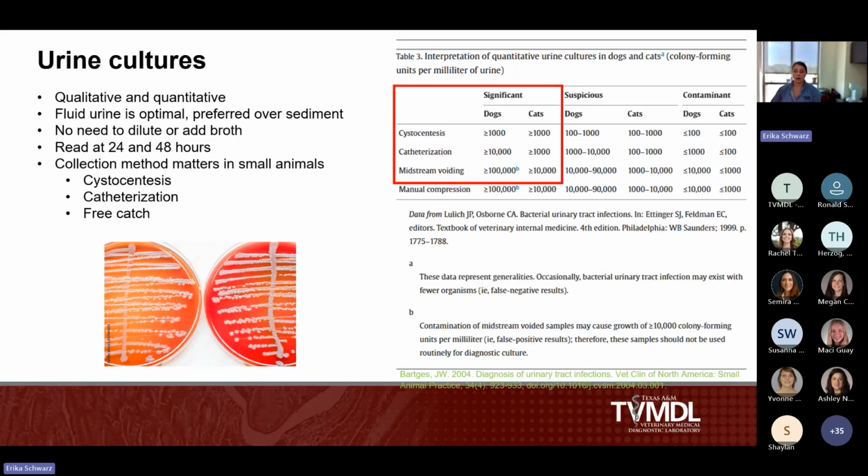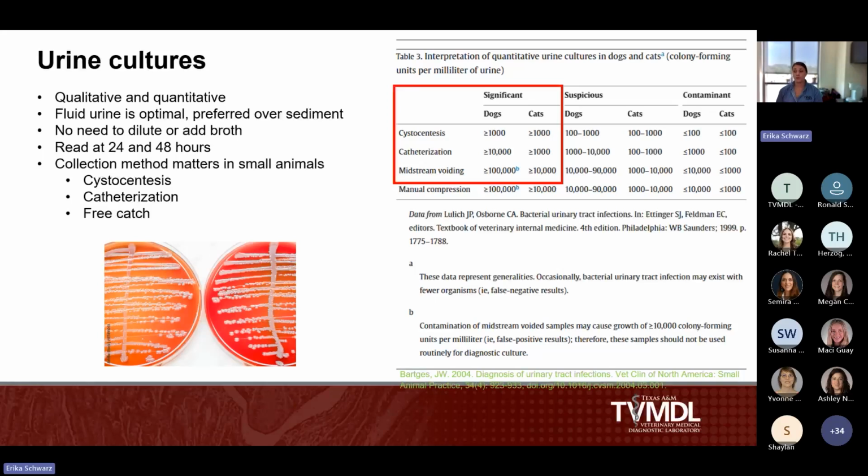So really any growth on a calibrated plate. And then catheterized samples have significant growth when we see at least 10,000 CFU per mL. Bacterial growth with free catch samples is considered significant if it's over 100,000 CFU per mL. And this is because of the way that free catch urine is going to come into contact with contamination from the GI tract. So keep in mind that this is just a general guideline. It may not apply in certain situations.